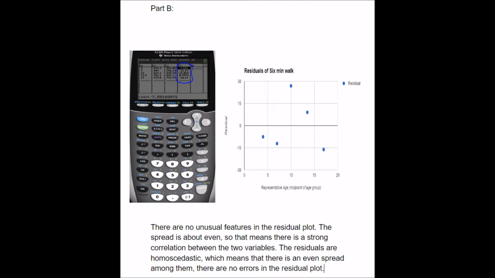So there are no unusual features on the residual plot, and the spread is about even, so that means there's a strong correlation between the two variables. Since the residuals are homoscedastic, there's an even spread of them, and that means that there's no errors in the residual plot.